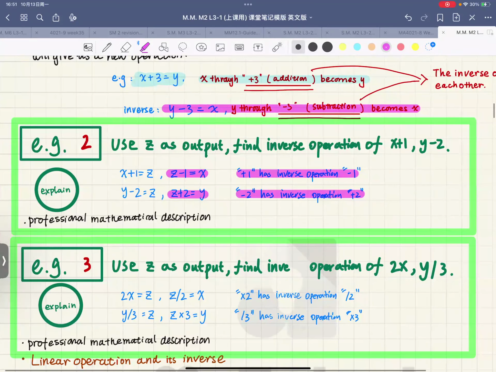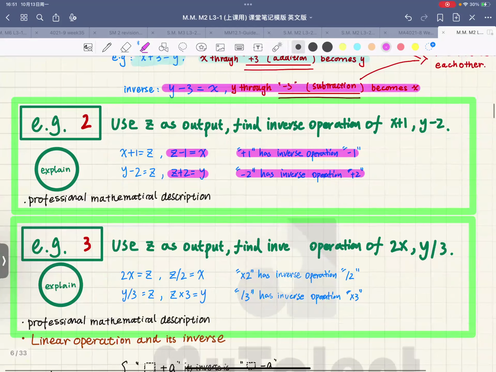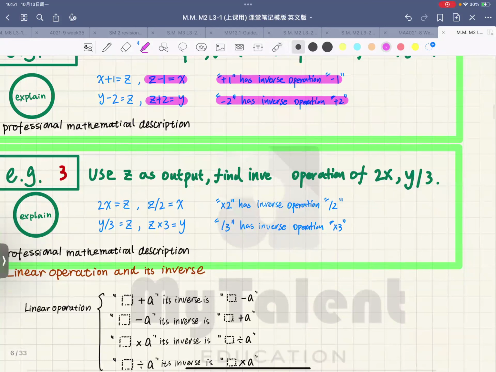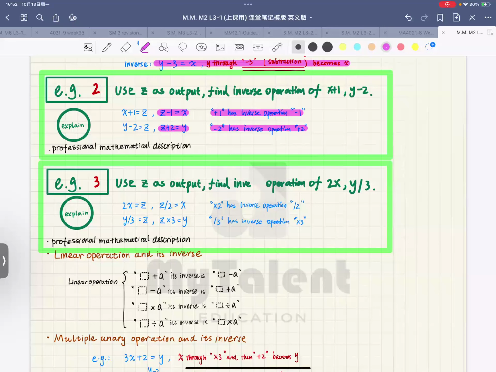Okay, that's for addition and subtraction. For multiplication and division, let's use z as an output and find the inverse operation of 2x and y over 3. So 2x is equal to z, so z divided by 2 is equal to x. Y divided by 3 is equal to z, so z times 3 is equal to y. So that's inverse operation. These are just some concepts. The knowledge itself is not very hard, but you need to make the concept clear. All right? You need to make the concept clear.